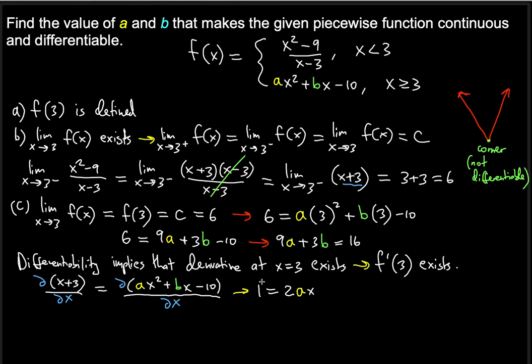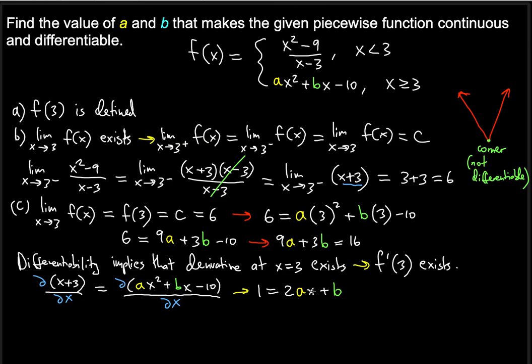2ax. Now the derivative of the constant is still b, and the derivative of the x is 1, right? So it's going to be plus b. b times 1 is just b. And the derivative of the constant is 0, right? So this is negligible. So 2ax plus b.